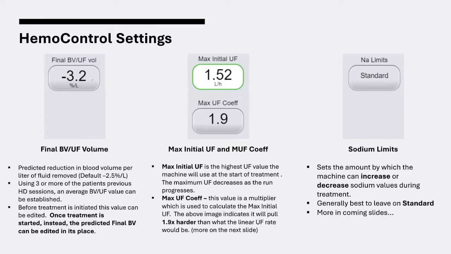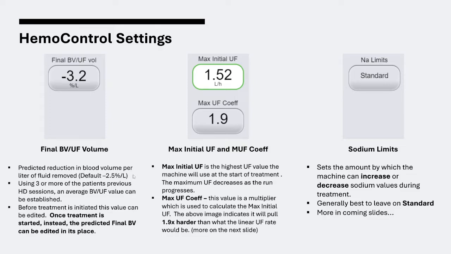So next up, we have on the bottom left of our HemoControl prescription, our final BV-UF volume. So it sounds complicated, but it's really not. This is just the predicted reduction in blood volume per liter of fluid removed. So if you look at this one, it's basically saying that for every liter of fluid we remove from the patient, we expect a reduction in their blood volume of 3.2%.